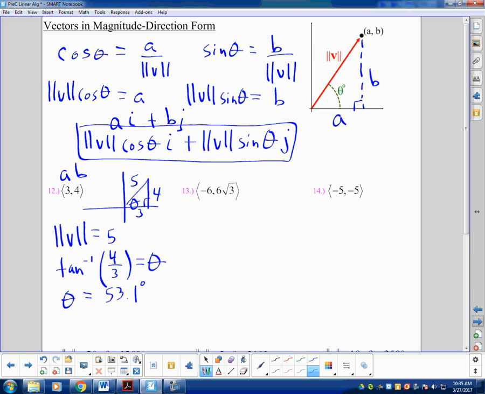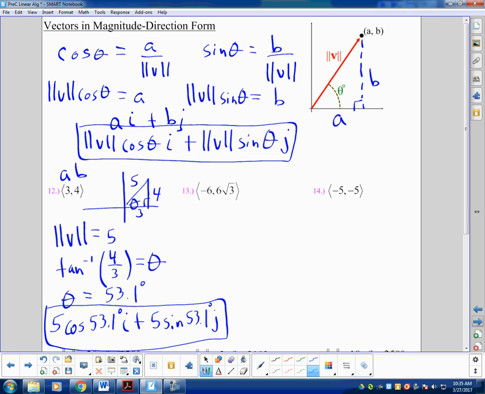And so now it's just a matter of plugging in. So that's the form we're trying to get it into. Let's go ahead and do that down here. So magnitude of V is 5. So I've got 5 cosine of 53.1 degrees i plus 5 sine of 53.1 degrees j. And that is magnitude direction form. It has both the magnitude attached to it, that's the 5, and a direction, 53.1 degrees.